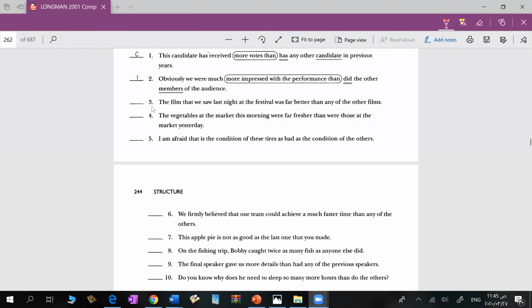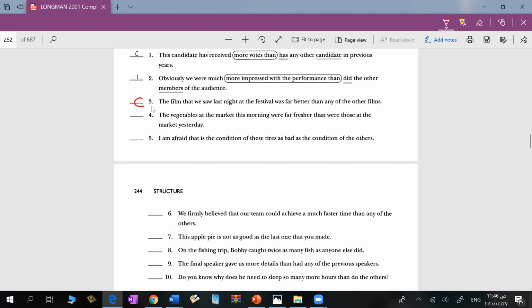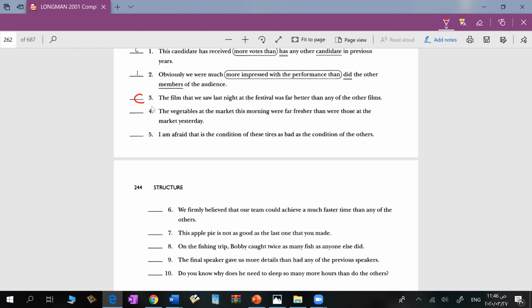Okay, the film that we saw last night at the festival was far better than any of the other films. What do you think? Correct. Doctor, can we wait for another 1 minute because I didn't finish? Okay, I'll give you some extra 30 seconds.